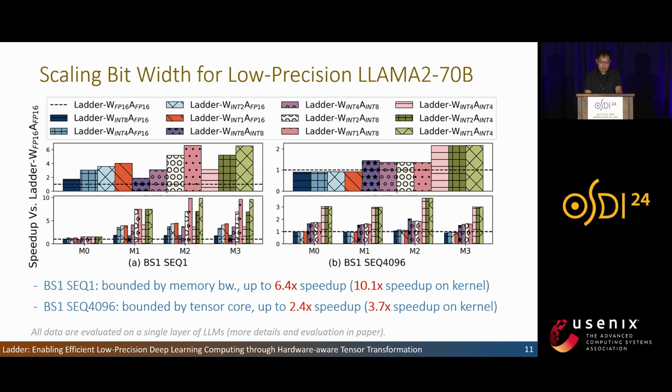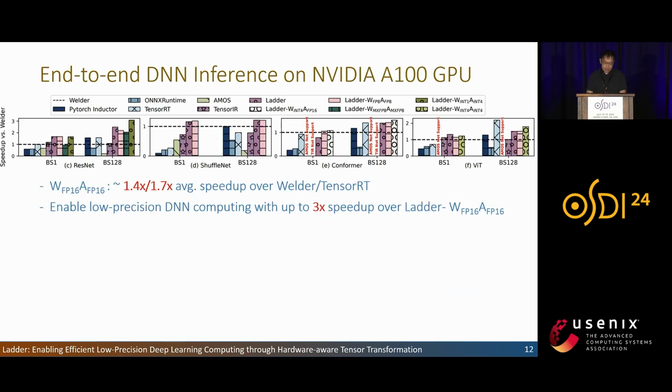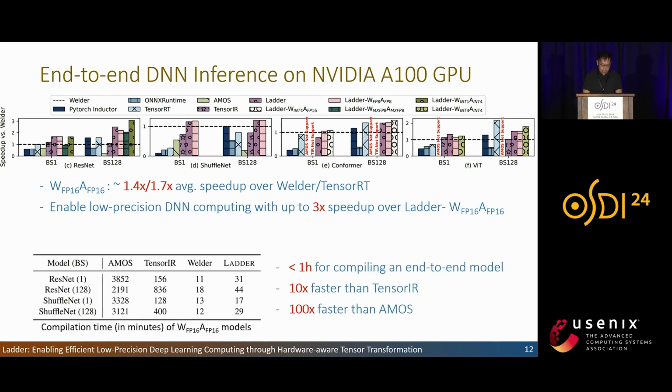We also evaluated Ladder on different data types for the Llama 2 model. Ladder shows efficient support over data types of different bits from 16-bit to 1-bit. Rather than LLMs, Ladder also supports many other DNN models like vision and speech models. Ladder shows speedups compared to Welder and TensorRT and achieves up to 3 times speedup when enabling low-precision computing. On the compilation time evaluation, Ladder can compile an end-to-end model in less than 1 hour, which achieves magnitudes of compilation time speedup over TensorIR and AMOS.